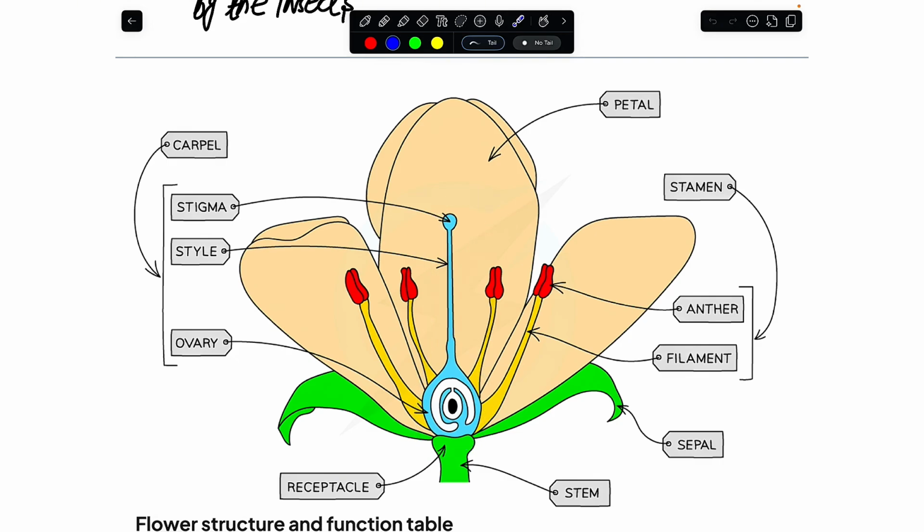At the top, what we have is a sticky part, and this is the stigma. And then here we have this tubular structure that connects the stigma to the ovary that we have here. This part of the carpel is named the style.